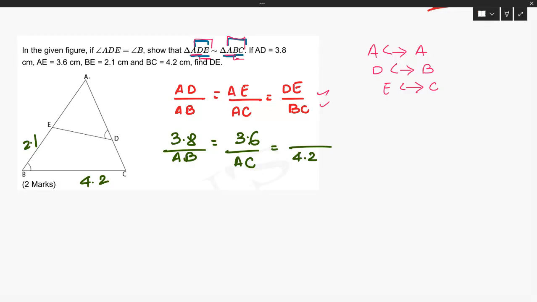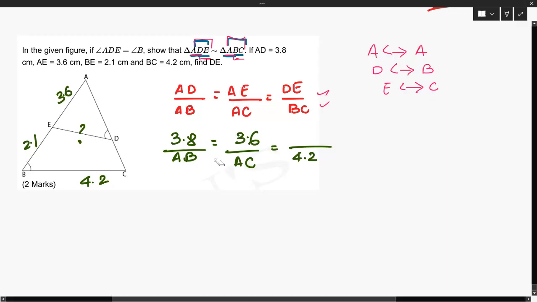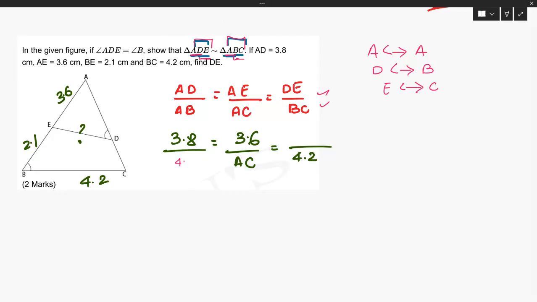We have to find DE. AE is how much? 3.6, na? So AB we can find, 4.7. AB is 4.7. Chalo, let's find out AC. We will do cross multiplication here, 4.7 into 3.6 upon 3.8, which is equal to AC. So, how much will be AC?